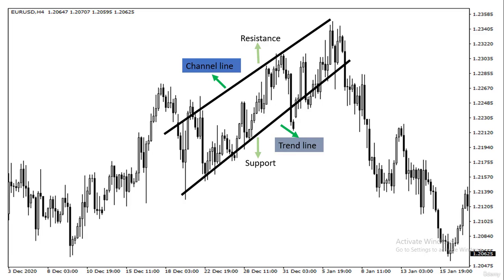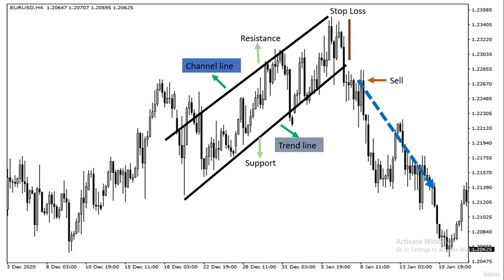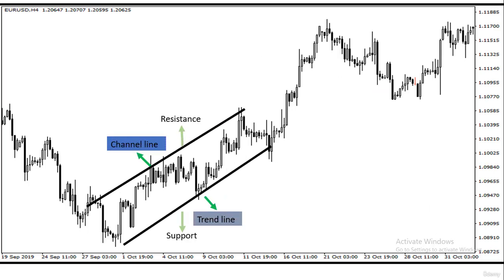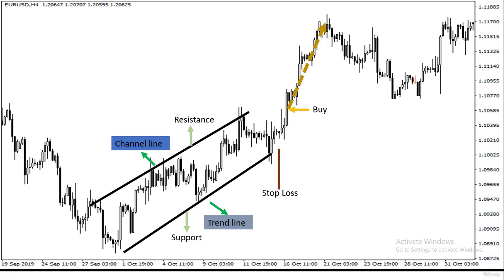When price touches the support level and breaks below the lower channel line, then you can take a short position and set the stop loss at least 3 pips above the high of the higher high level, and then set the profit target at least 2 times the size of the stop loss. On the other hand, when price touches the resistance level and breaks the upper channel line, then you can take a long position and set the stop loss at least 3 pips below the low of the higher lows, and set the profit target at least 2 times the size of the stop loss.